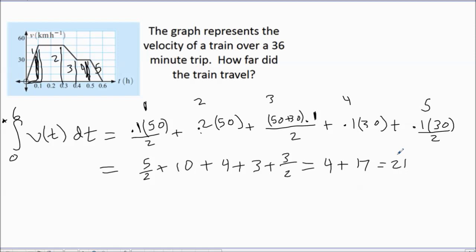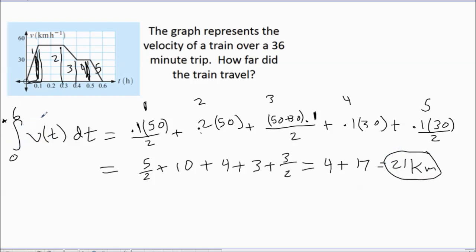Let's see what our units are. Ask yourself, can you figure out the units on this? It's right up here. This is kilometers per hour, and what we're finding is a distance, so we're going to turn that into kilometers. This train traveled 21 kilometers. And that truly is the value of this integral right here.